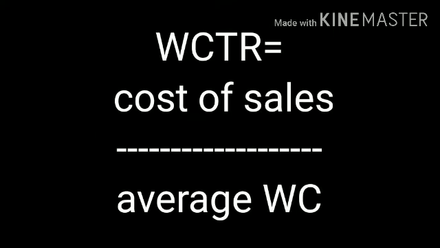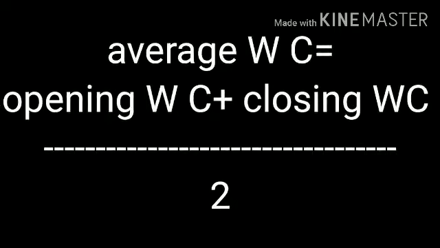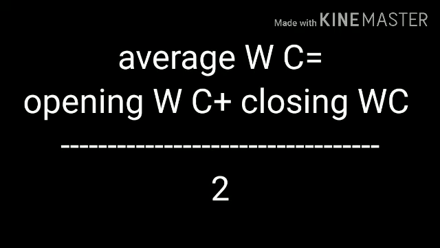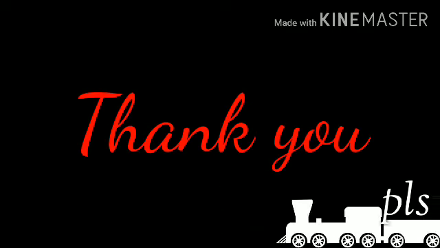Formula for calculating working capital turnover ratio is cost of sales divided by average working capital. Average working capital is equal to opening working capital plus closing working capital divided by 2. These are the activity ratios.